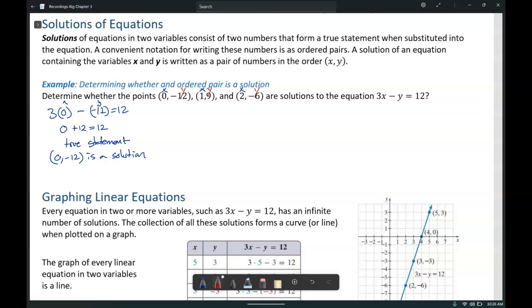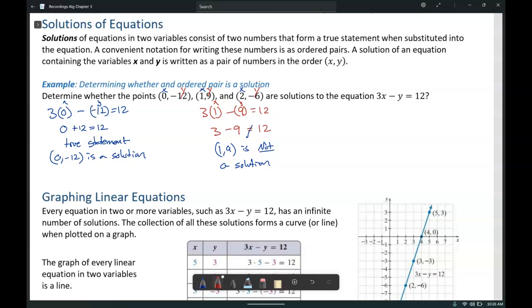We can do it again with the next ordered pair. 3 times 1, where 1 was our x value, minus 9, which was our y value, to see if that equals 12. So 3 minus 9 does not equal 12. Therefore, 1, 9 is not a solution.